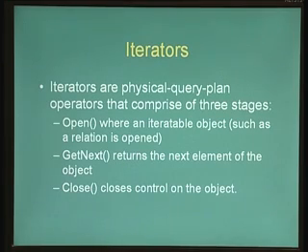So iterators typically contain three different functions as shown in the slide here. The first function, open, will open the iterator object, that is the composite object on which the iterator function has to be performed. The next function, getNext, is going to get the next logical block or the next logical record or next logical node or whatever it is in this composite object that has to be returned. And then the last function, close, closes control on the object.